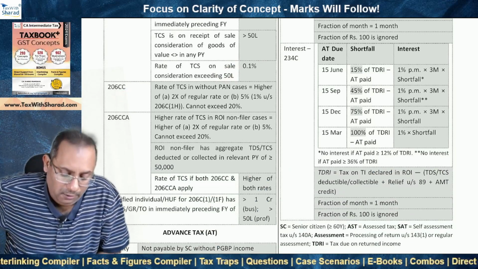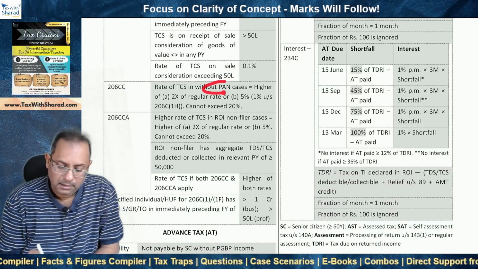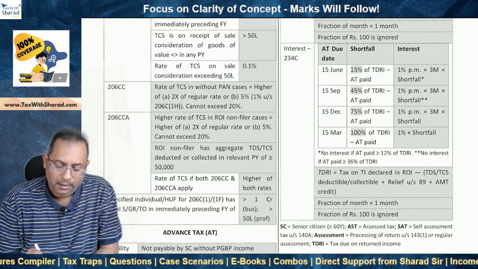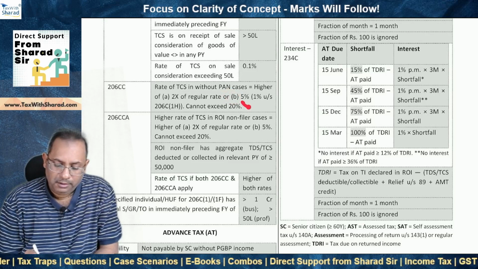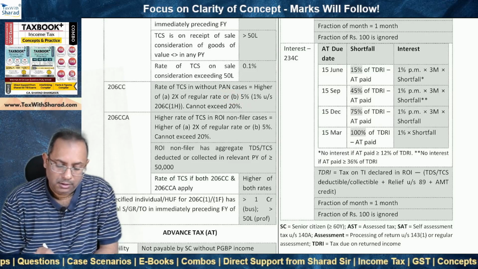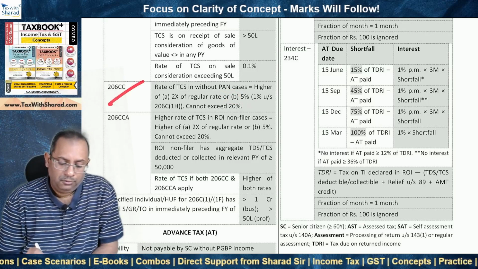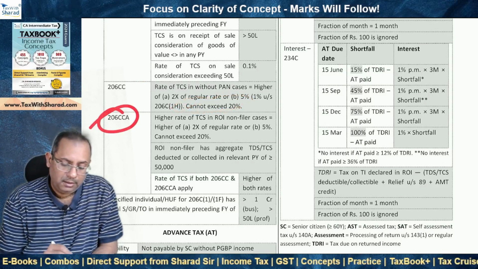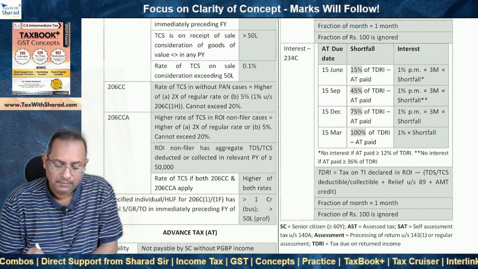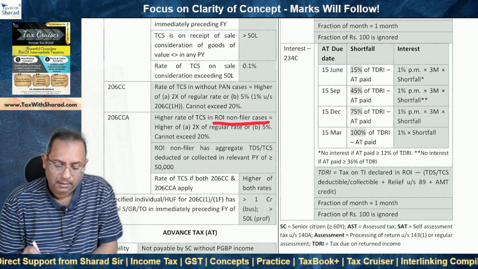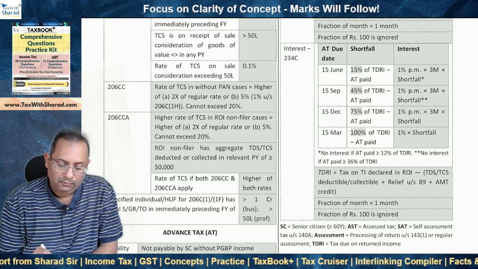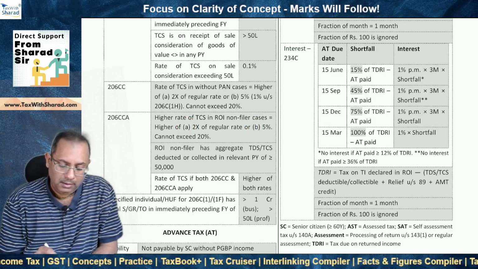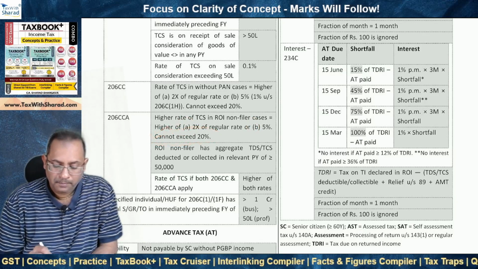206CC prescribes a higher rate of TCS in without PAN cases, which is the higher of A, twice the regular rate, or B, 5%. This 5% is basically 1% under section 206C(1H), and the rate under 206CC cannot exceed 20%. This is the limit. 206CCA provides a higher rate of TCS in case of ROI non-filer cases, and the rate is the higher of twice the regular rate or 5%, and again the 206CCA rate cannot exceed 20%.